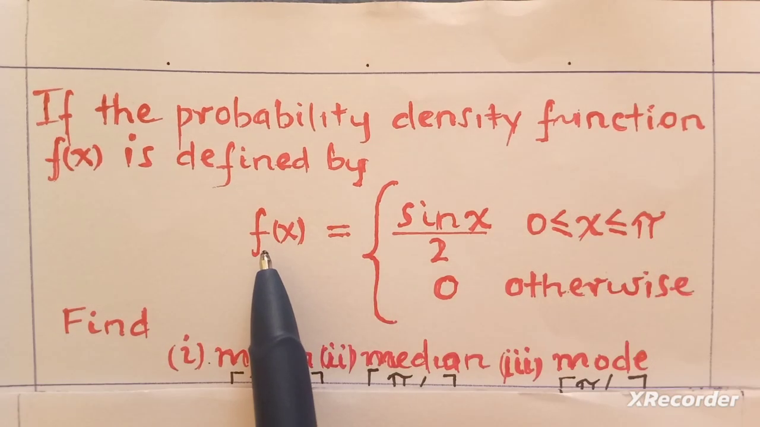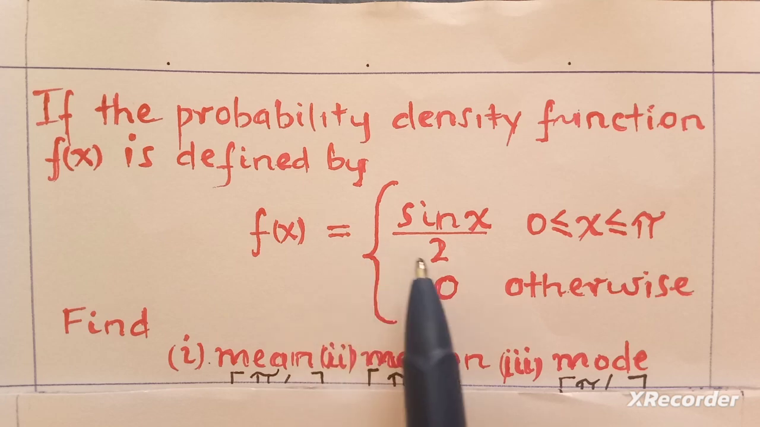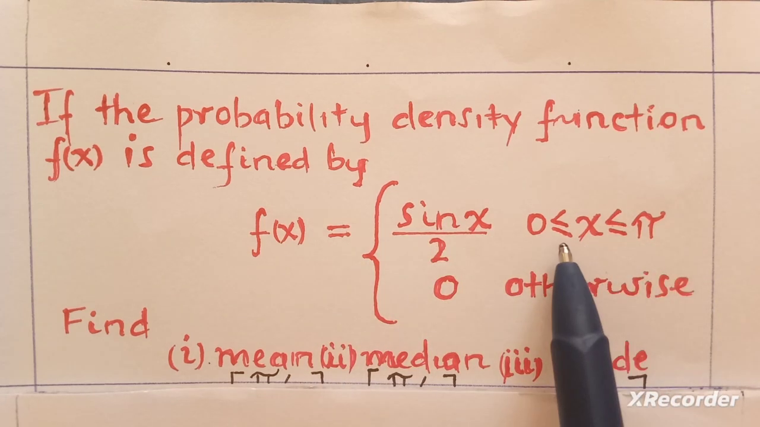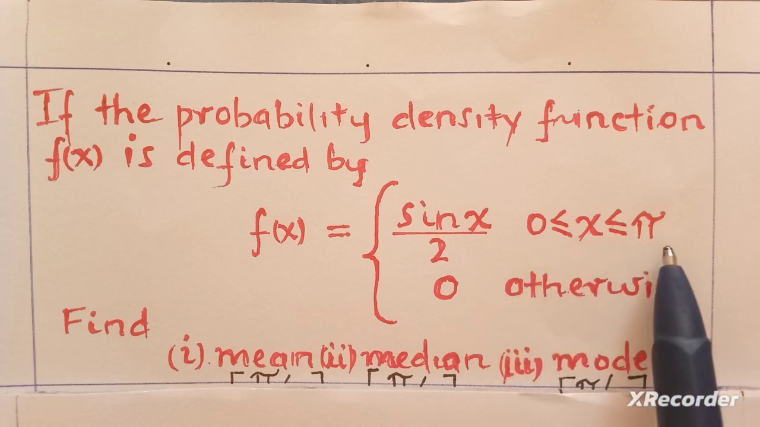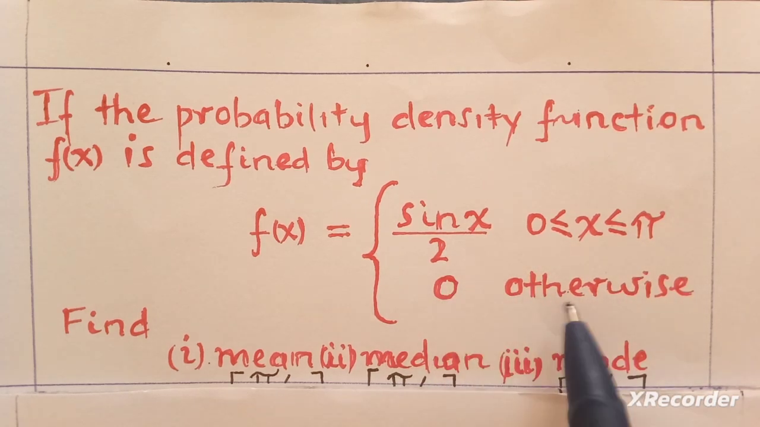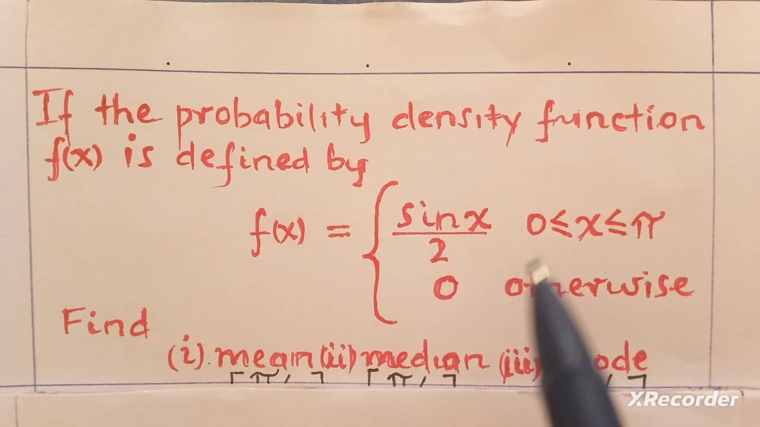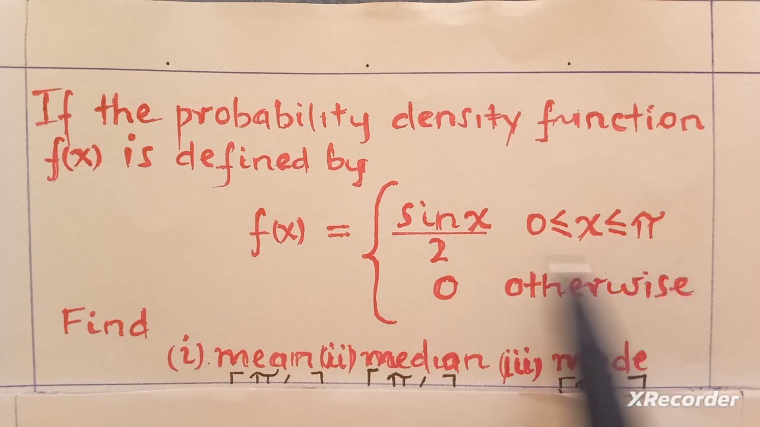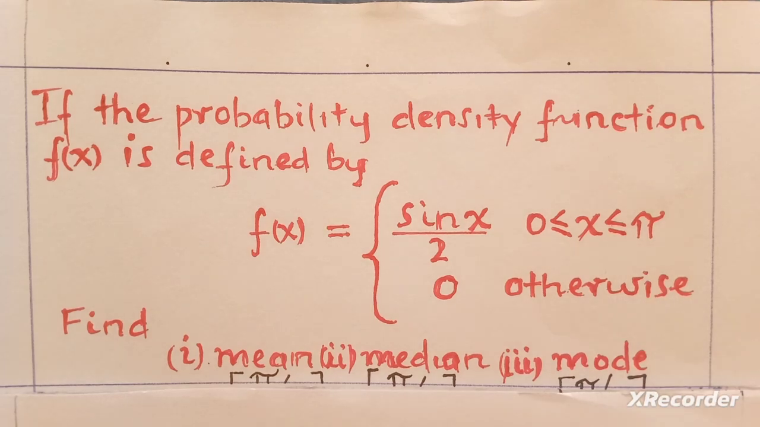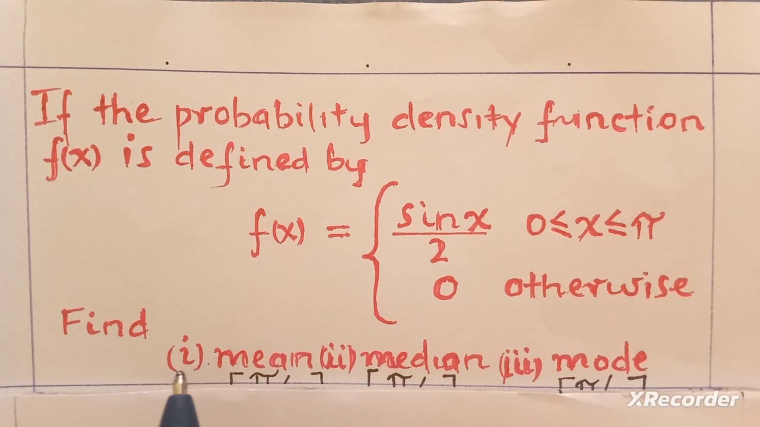the equation is fx equals sine x over 2, and this is now the range from 0 to pi. Then 0 for all other values apart from this. So this one, guys, is now supposed to be 1. So the first question is find the mean, the second is the median, and the third is the mode.